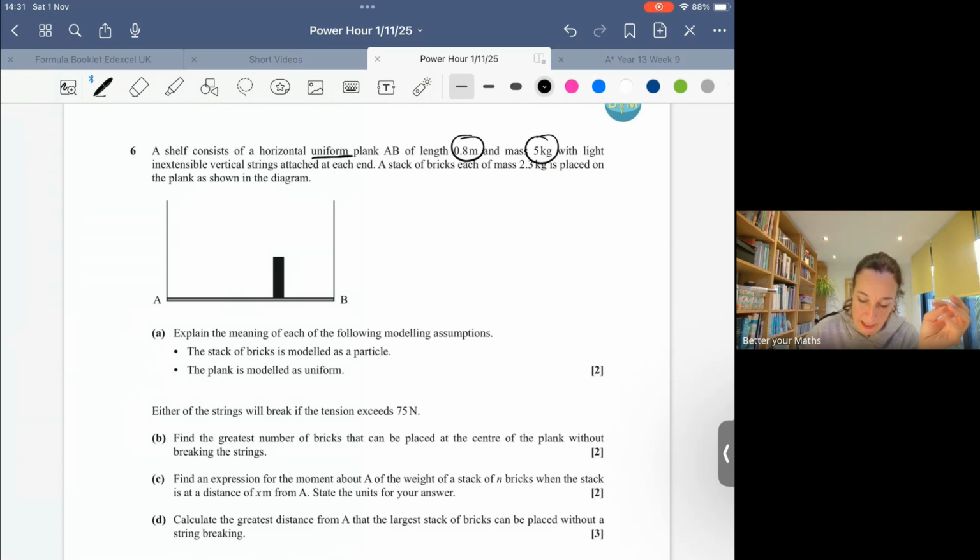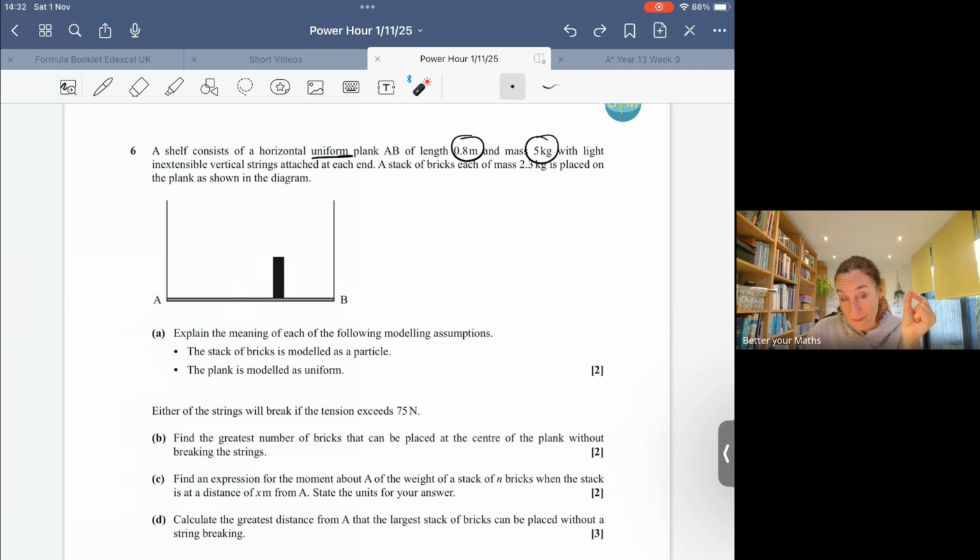It is uniform, and is held by two inextensible vertical strings, so these ones attached at each end. A stack of bricks, each of mass 2.3 kilograms, is placed on the plank as shown in the diagram. So we have here a stack of bricks, each of them is 2.3 kilograms. Explain the meaning of each of the following modeling assumptions.